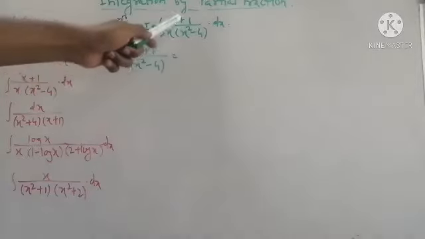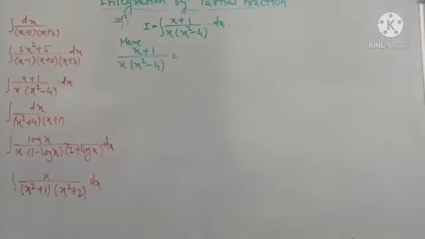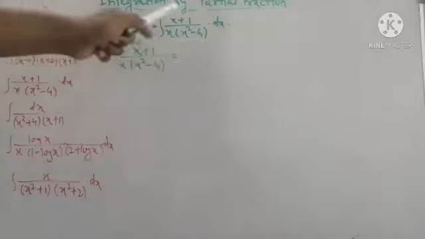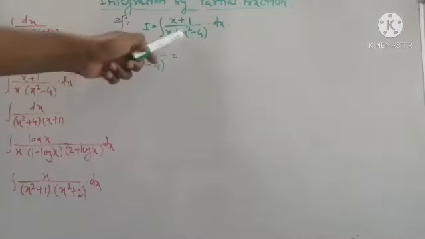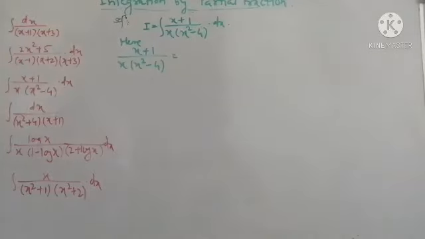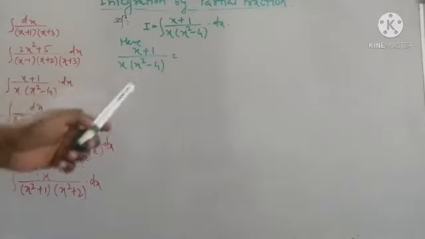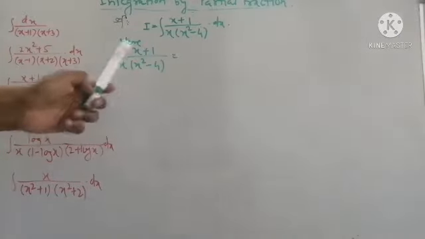I is equal to the integration of (x plus 1) divided by x into (x square minus 4) into dx. As this is again a rational fraction with a factorized denominator, we take it separately. Now we check the factors in the denominator. As there are two factors, the first is x, the second is x square minus 4.